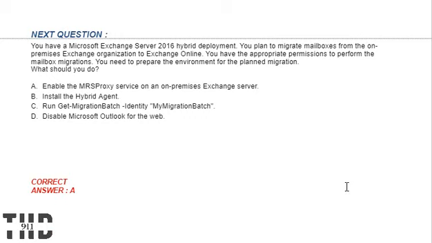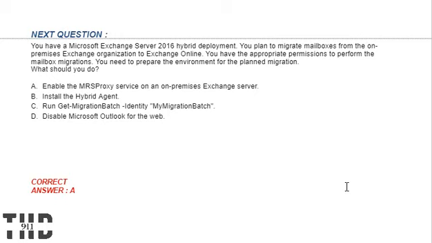And the next question is, you have a Microsoft Exchange Server 2016 hybrid deployment. You plan to migrate mailboxes from the on-premises Exchange organization to Exchange Online. You have appropriate permissions to perform the mailbox migration. You need to prepare the environment for the planned migration.